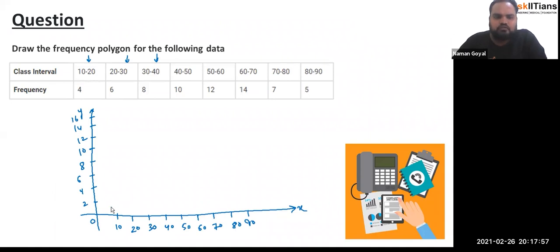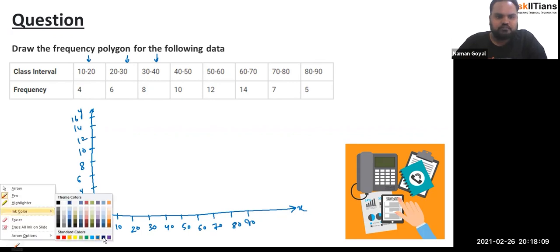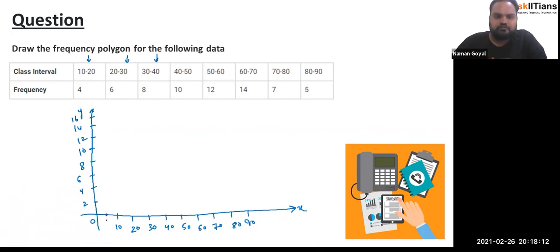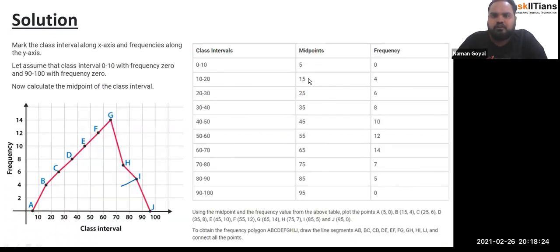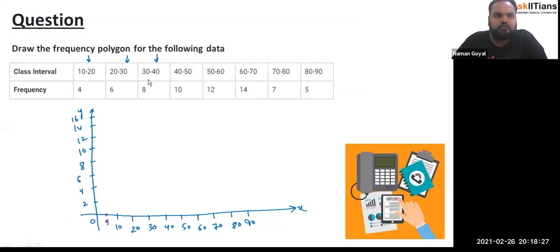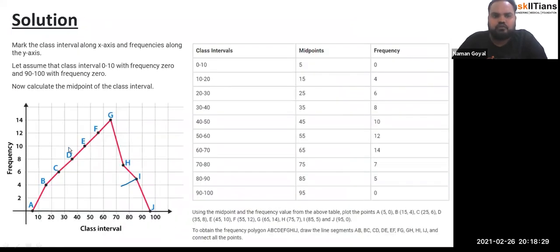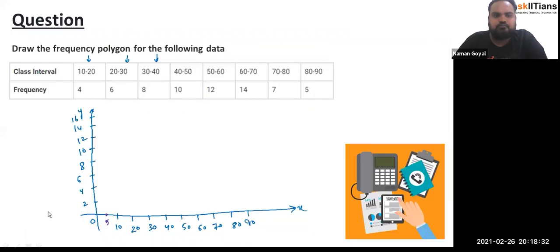So we have to start when the interval is given, and take the class mark as the midpoint of that interval. For 0 to 10 it is 5. We are going to start with 5 and plot that point. Now for 10 to 20, the midpoint is 15 and the frequency is 4, not 6, so we plot 4 at the midpoint of that part.